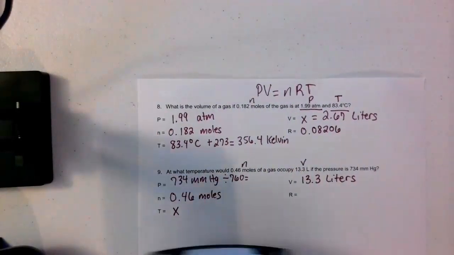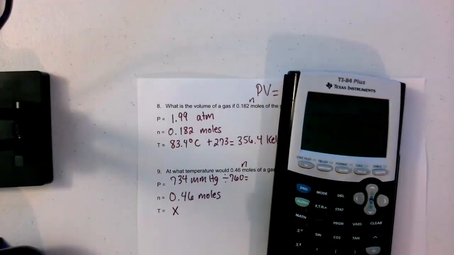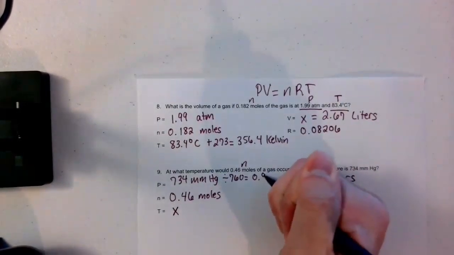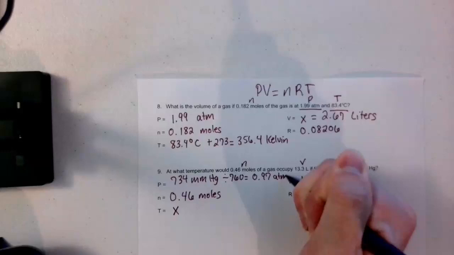So in my calculator, I'm just going to do 734 divided by 760. And that'll give me 0.965789. So I'm just going to round this to 0.97. Alright, so this is going to go here, 0.97, and it's going to be an atm.